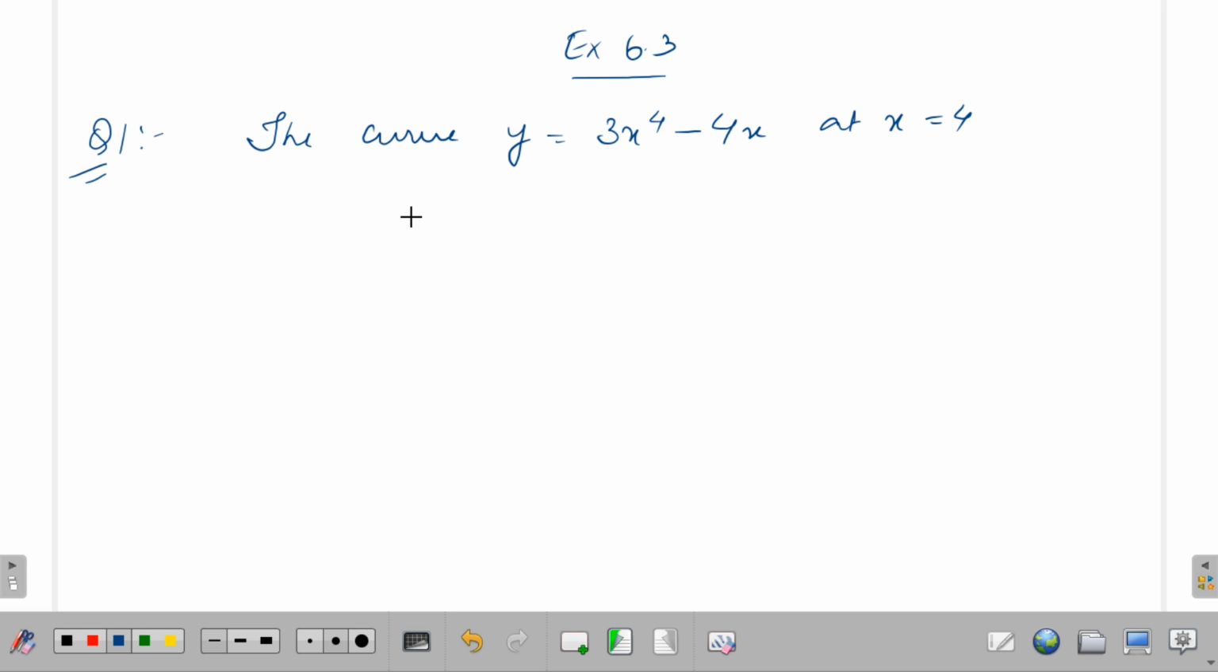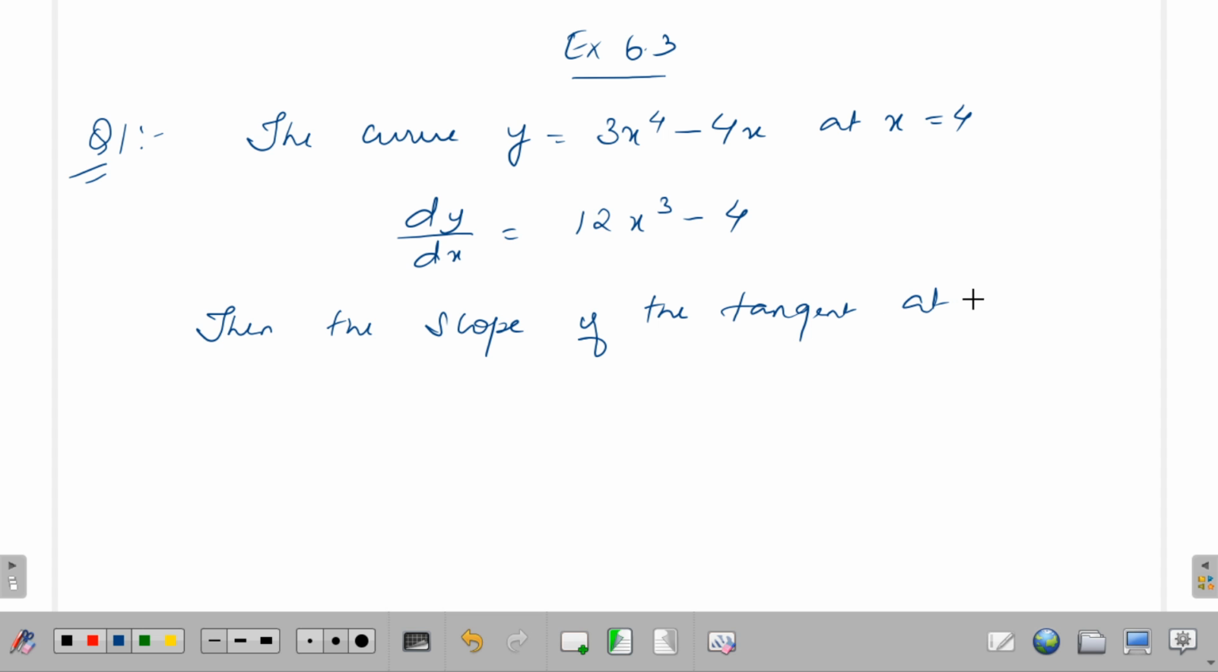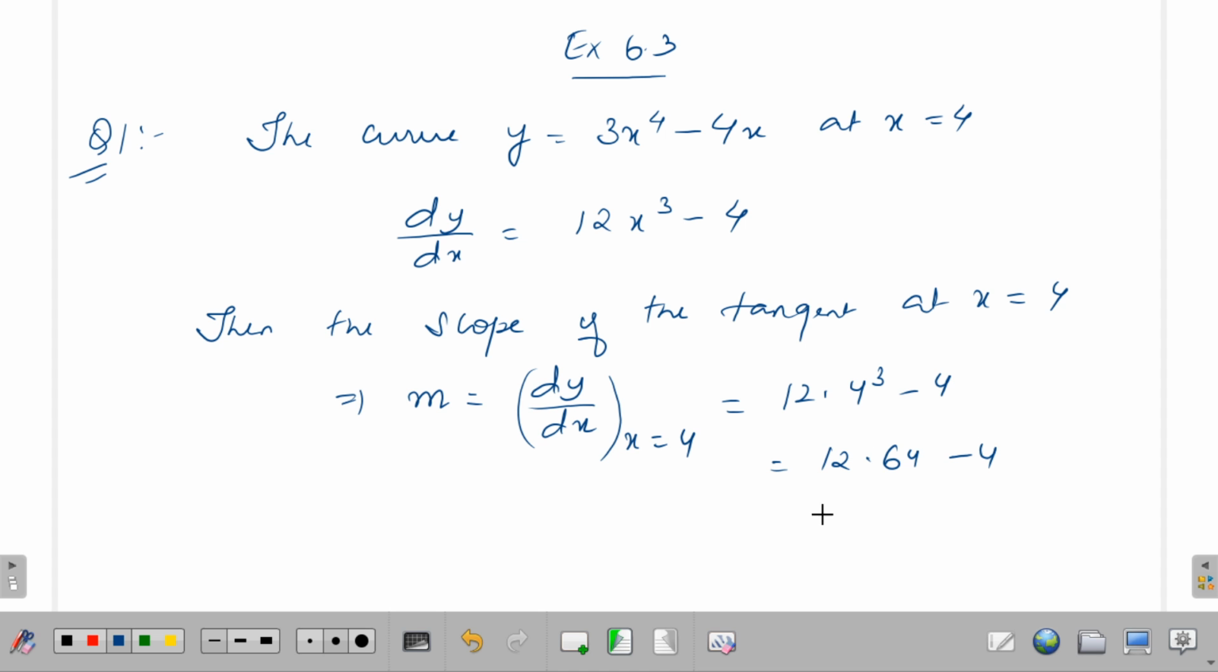So it's very easy. First of all, differentiate: dy by dx will be 12x cubed minus 4. Then the slope of the tangent at x equals 4 is m equals dy by dx. Remember the point is given to be x equals 4, so that will be 12 into 4 cubed minus 4, which is 12 into 64 minus 4, that's 764. So that's your answer for question number 1.